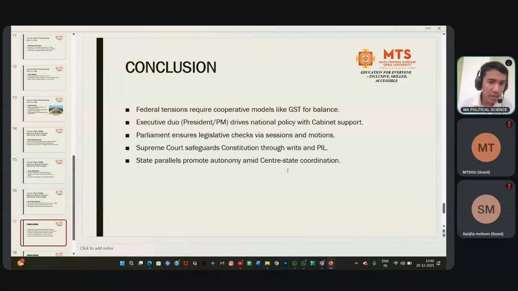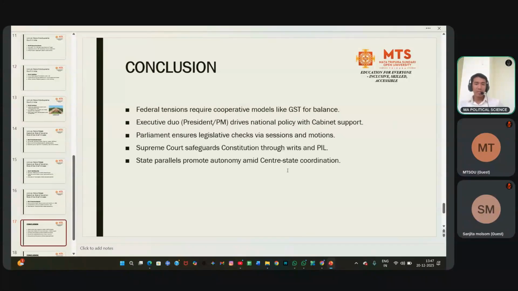What are the things? Federal tension requires a cooperative model, like GST, for balance. So we can say that in India there is a problem sometimes between the central government and the state government. There is disagreement, so we need to solve this tension. We need cooperation between the central and state governments in the future. If you become a policy maker, we should aim to be cooperative. The state and central government should work together, not differently from each other, for the development of the nation.